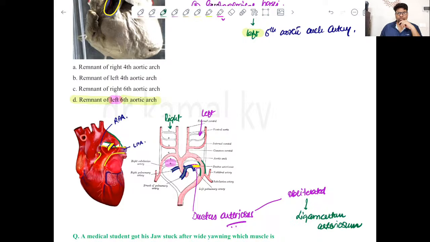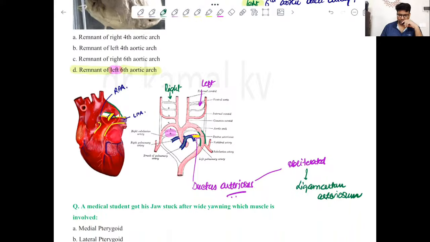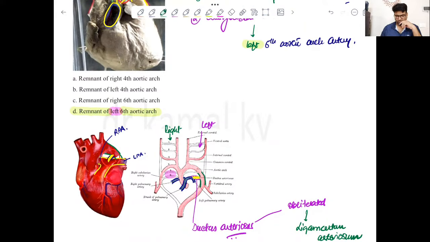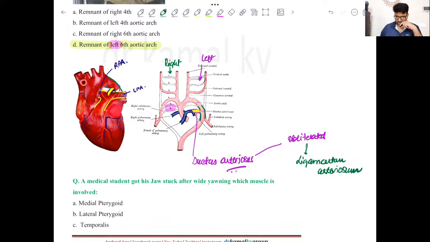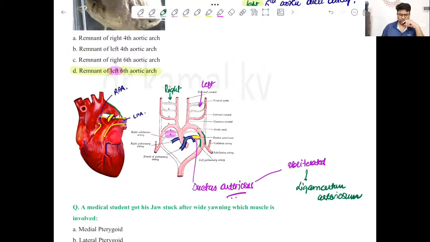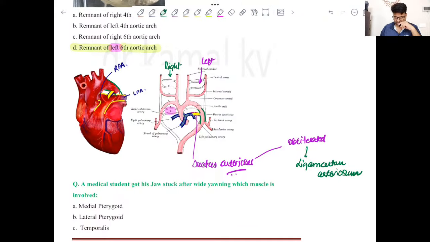Clear? So this is the normal anatomy, but if it persists, then obviously that is pathological and should be addressed. So this is a remnant of the sixth aortic arch artery, so patent ductus arteriosus.